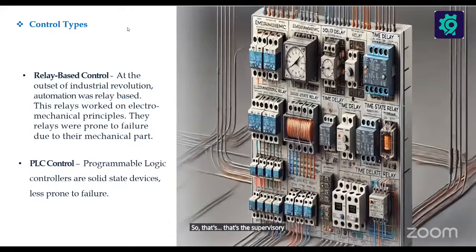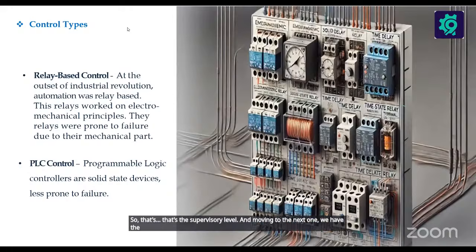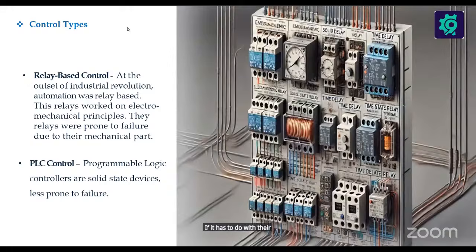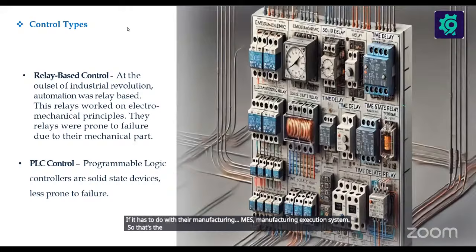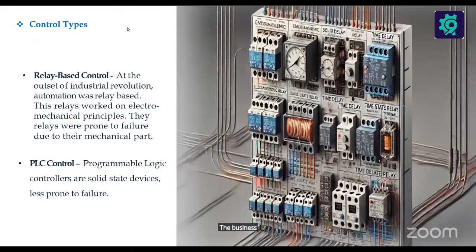And moving to the next one, we have the planning level, which is level 3. Level 3 has to do with the MES, manufacturing execution system, which has to do with the manufacturing processes. Moving on, we have the management level, which is level 4, the final level that has to do with the business, the logistics. That's where the people in charge, like the stakeholders and the rest, are seeing what's really going on.